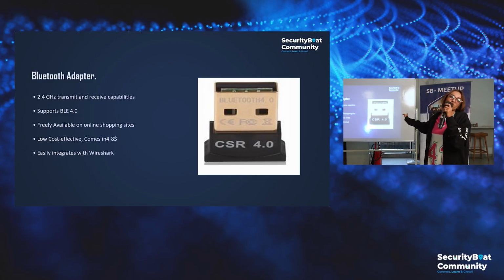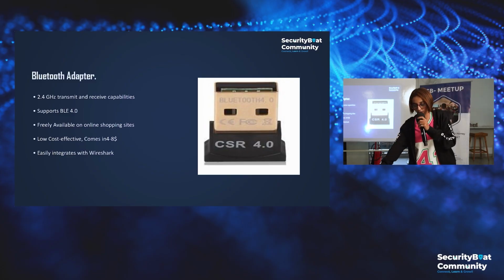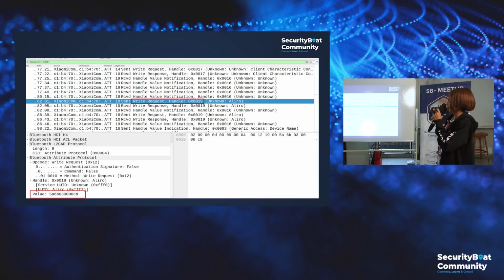Bluetooth adapter. I'm pretty sure everybody's seen this. In the market it is available for 200-500 rupees. It's the same. It uses 2.4 gigahertz. It supports BLE 4.0. Now the best point about this is, even though it supports BLE 4.0, even if there are certain communications happening in a lower frequency, it will sniff that also. It's freely available, cost effective. $4 to $8 is around 300 to 500 bucks. And even this easily integrates with Wireshark.